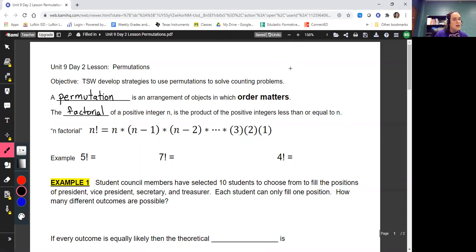So what I mean by that is for 5 factorial, we would take 5 times 4 times 3 times 2 times 1. So 5 times 4 is 20, times 3 is 60, times 2 is 120, times 1 is still 120.